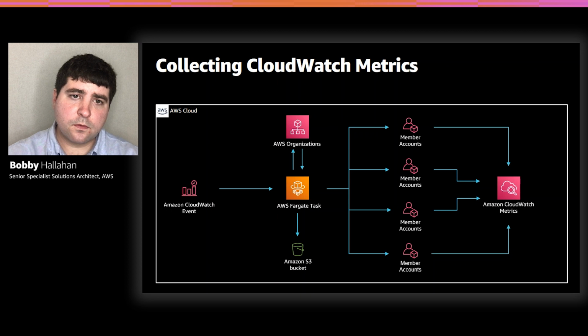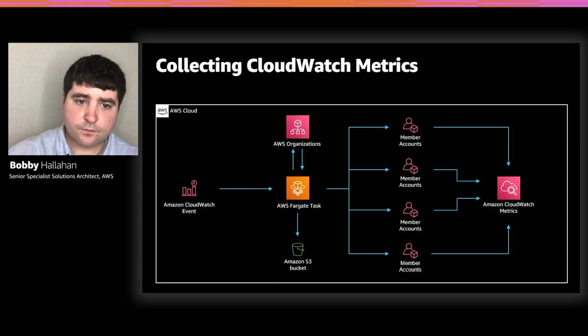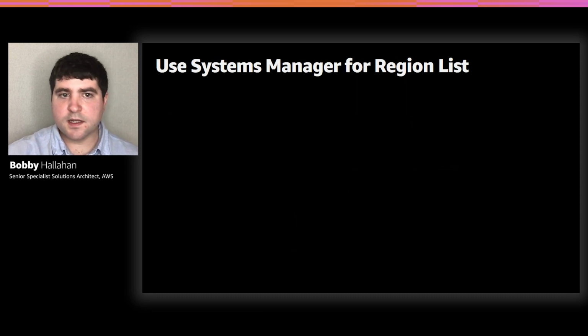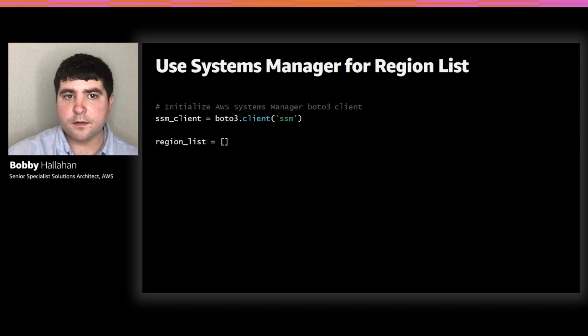So in the next couple slides here, we'll walk through some example code of some of these tasks that we would need to perform. Firstly, what we would need to do is get a list of regions that we need to collect metrics from. This can be something where we statically populate it. We could use the describe APIs in EC2 to do this, but in this example, we'll use Systems Manager Parameter Store to grab our list of regions. So we'll initialize an AWS Systems Manager client. We'll create a region list.